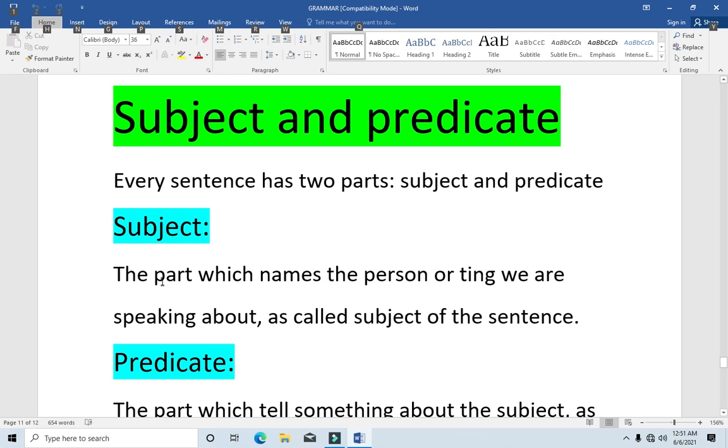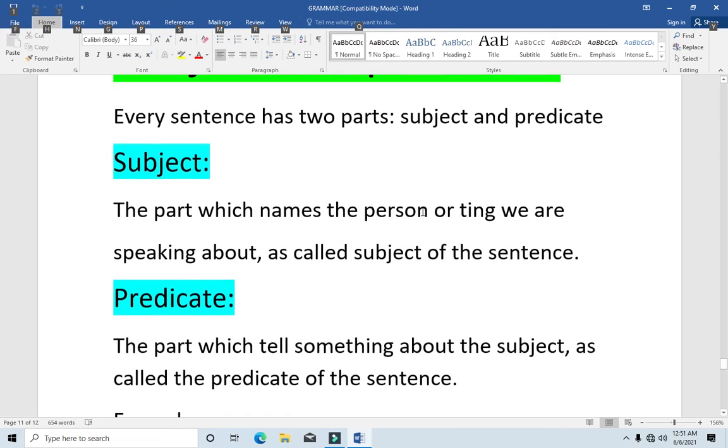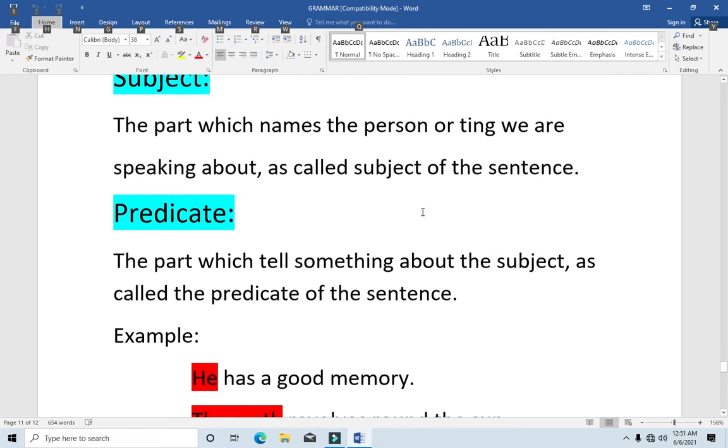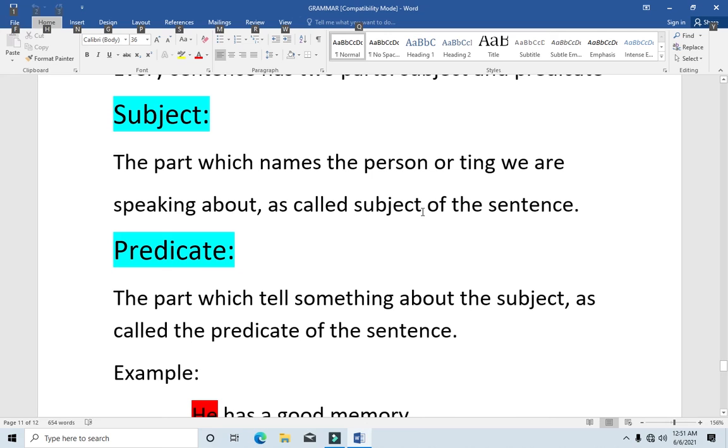Now the most important topic is subject and predicate. So definition: every sentence has two parts. The first one is subject and the second is predicate. So now we are going to discuss one by one. So the first one is subject.